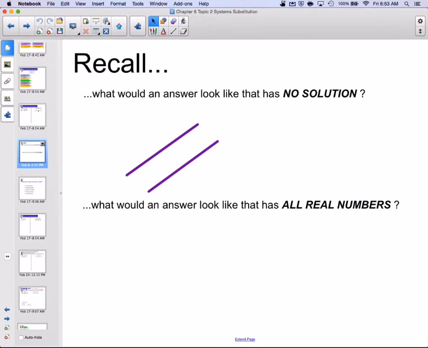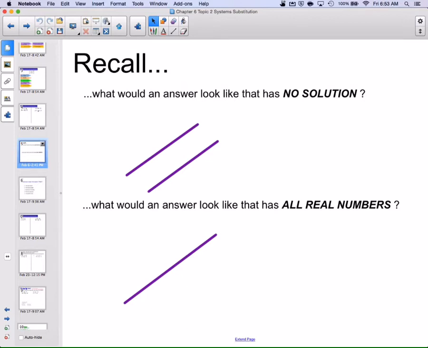What would an answer look like that has all real numbers? Well, we talked about what that looked like with lines. It would have to be essentially the same line. So we're trying to figure out what that might look like in terms of our equations here.